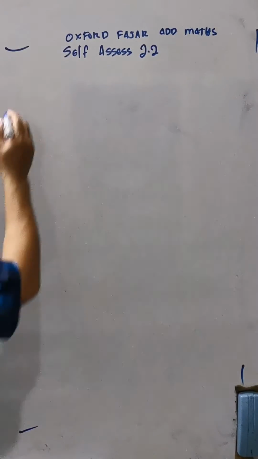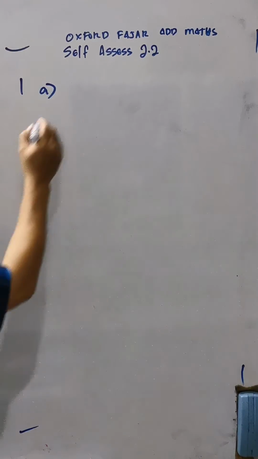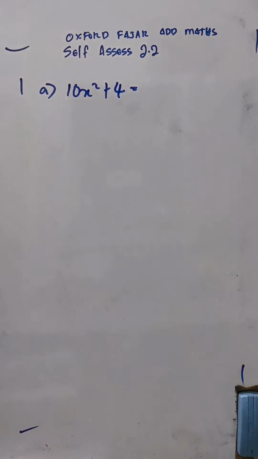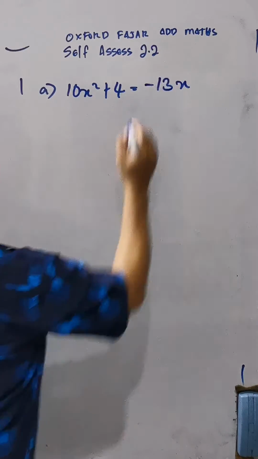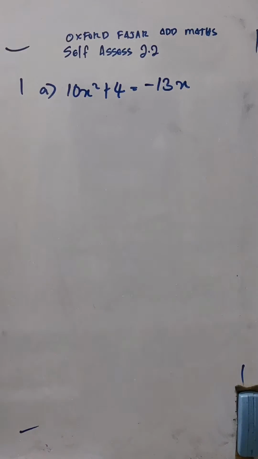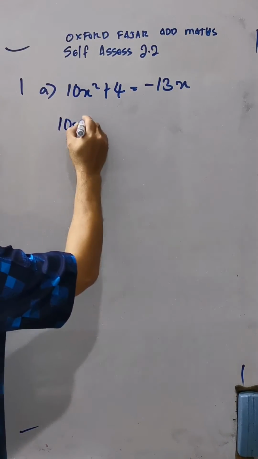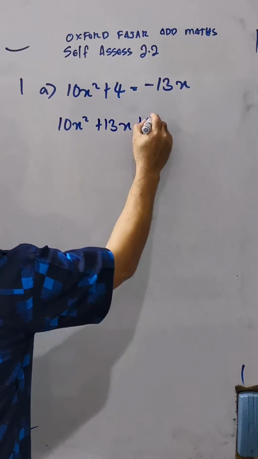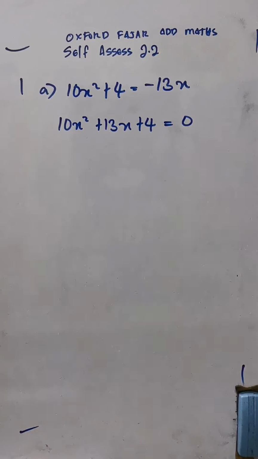Question number 1. Number 1A will be 10x squared plus 4 equals negative 13x. The first thing we do is make it into general form. So the general form will be 10x squared plus 13x plus 4 equals 0. So that is general form.